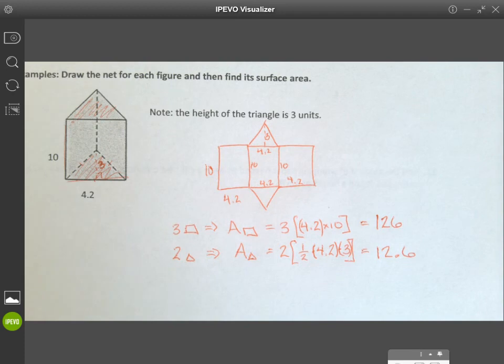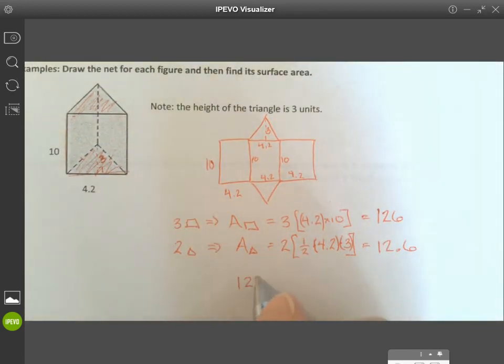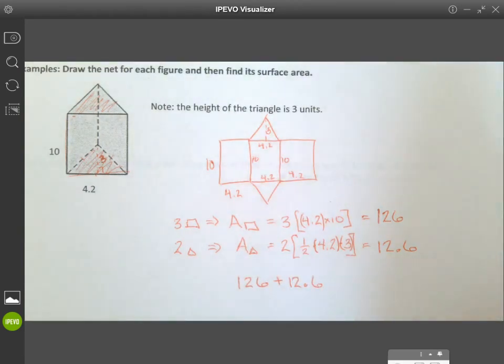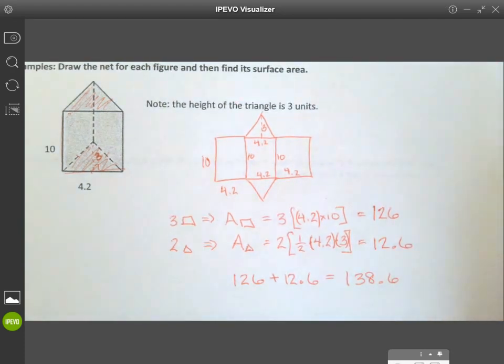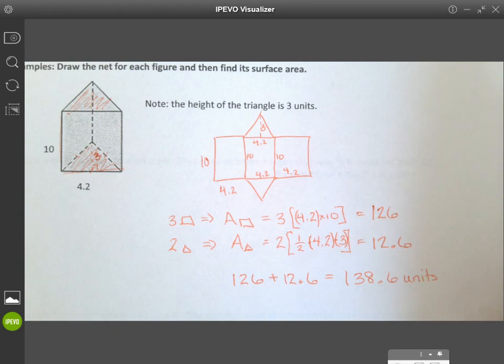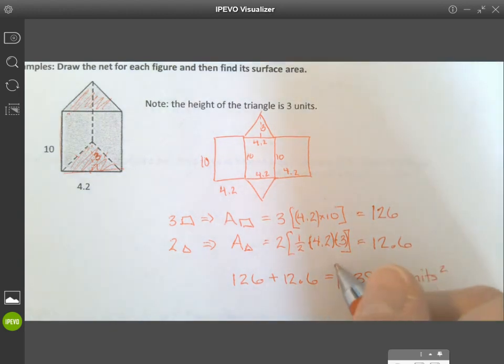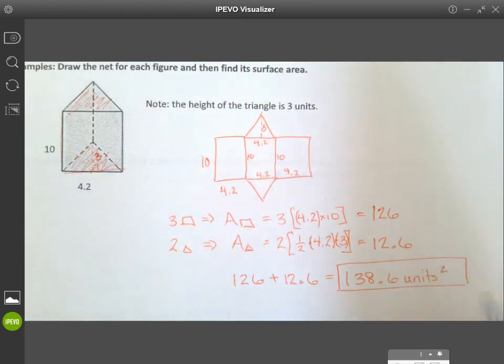All right, so then I add my areas together. 126 from the 3 rectangles plus the 12.6 from the 2 triangles. Nearest tenth is 138.6. And then what would I label this? Did it give me a label? It said units, so it'd be units by itself, units squared, or units cubed. Didn't we find surface area? Which is just area, so units squared. We only multiplied 2 dimensions, length and width, length and width.